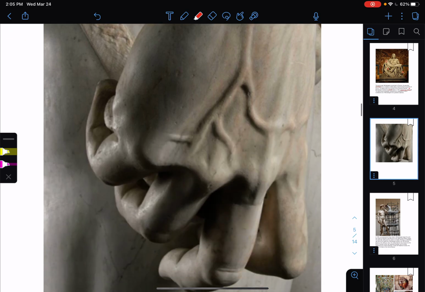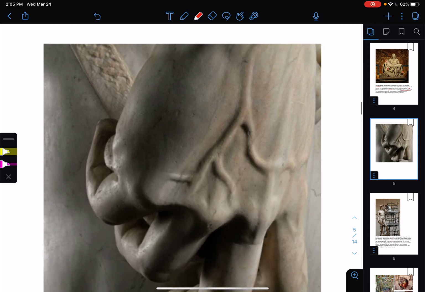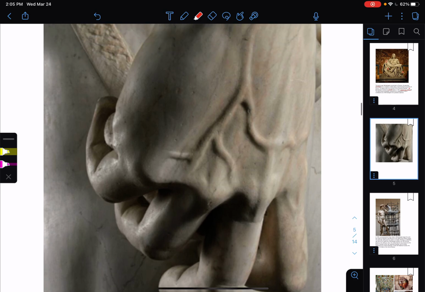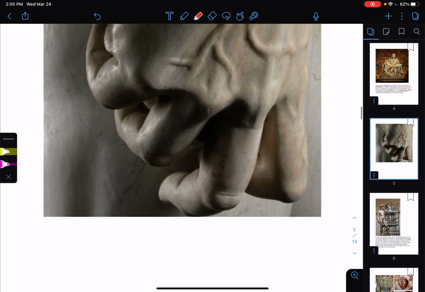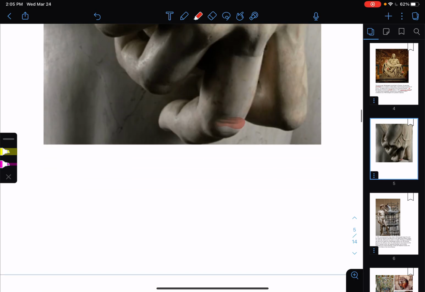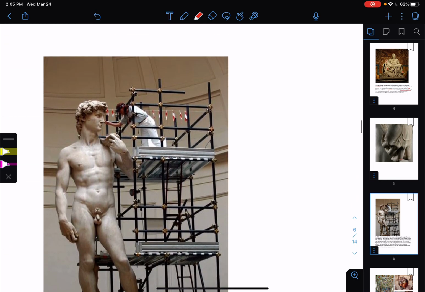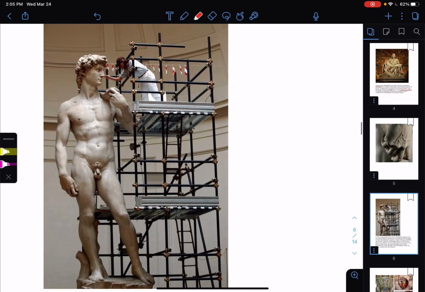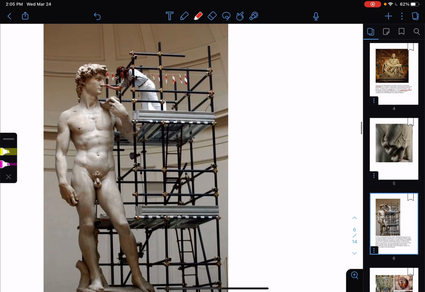Okay, here is a close up of David's hand, and these are the veins of his hands. You're even able to see the wrinkles in the knuckles. You know how you have wrinkles in your knuckles. Okay, it's an amazing work of art. And here is the statue, and it gives you a comparison of how big it is compared to a person, right? It's a really, really large statue.